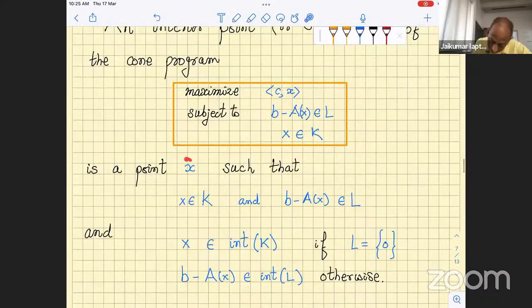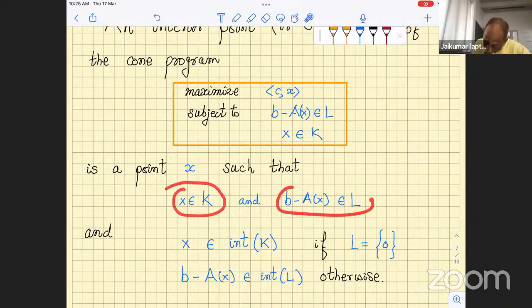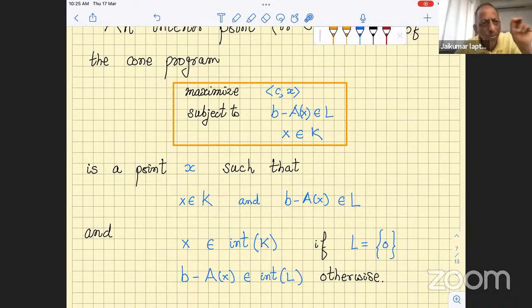Yeah. So it is a point X. So it is a feasible point. An interior point is a feasible point, but there is wiggle room around that point. Now, what do we mean by wiggle room around that point? There is some scope for perturbation around that point.